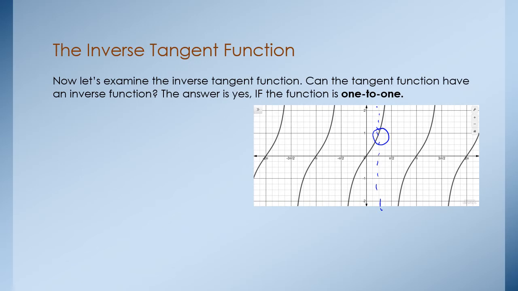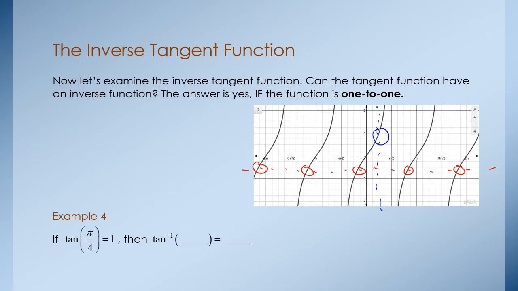If I reverse that and do a horizontal line test, I see that I cross in multiple spots. So I need to restrict this graph or this function. I need to restrict its domain.